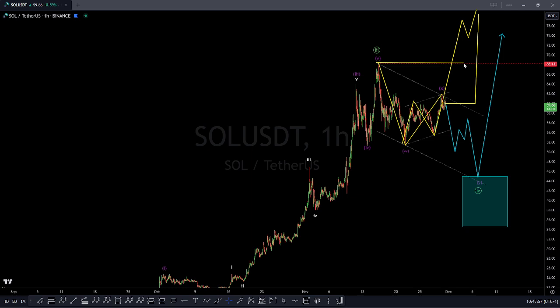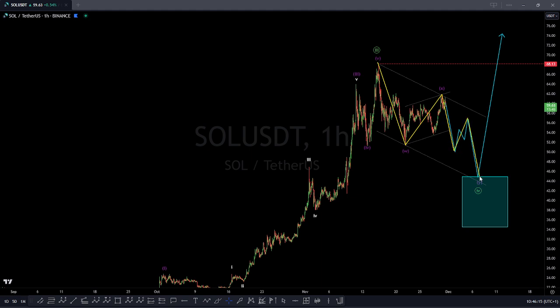If it breaks this high here, it will be telling us that the bullish sequence is still continuing. But as long as it's still trading below this, I would expect that this still needs to give us a move to the downside. Like I've said, this being your wave W here, your wave X here, and I'm expecting this to be your wave Y.